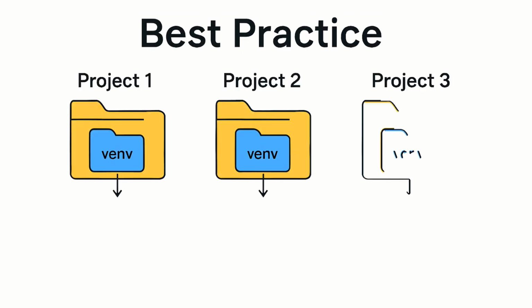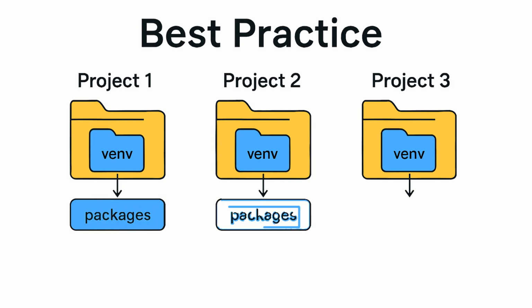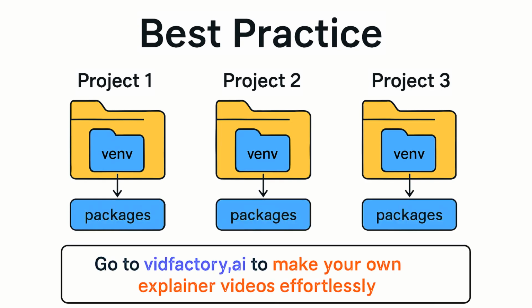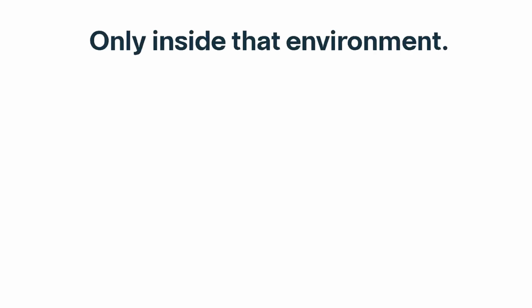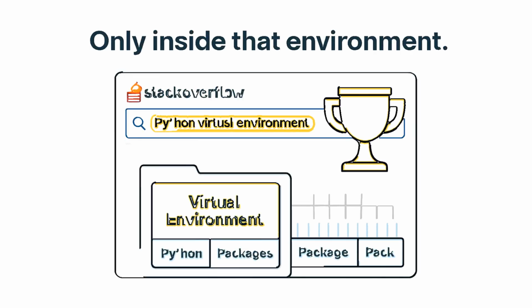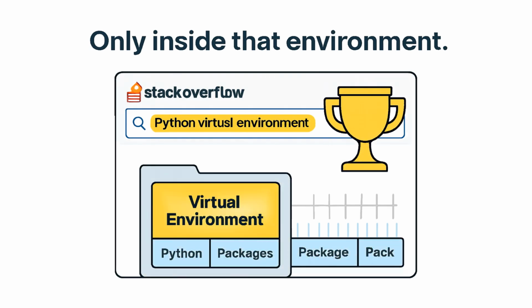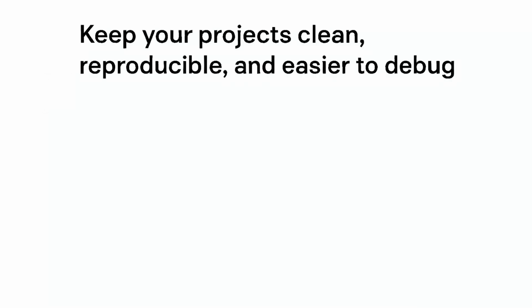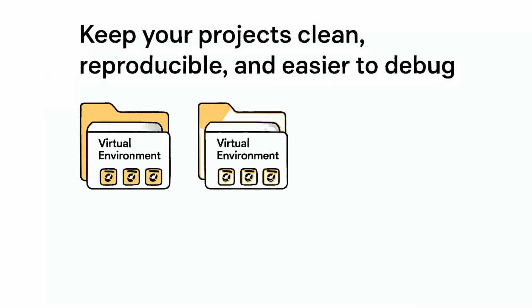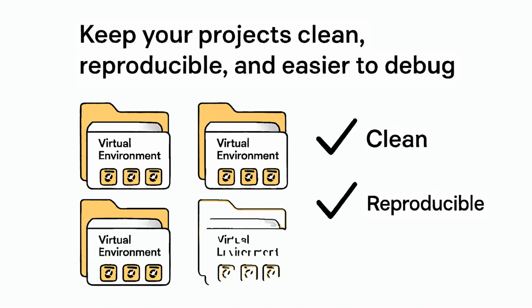Best practice is simple. Create one virtual environment per project. Activate it whenever you work on that project. Install and upgrade packages only inside that environment. This is why virtual environments are one of the most asked and most answered Python questions on Stack Overflow. They keep your projects clean, reproducible, and much easier to debug.